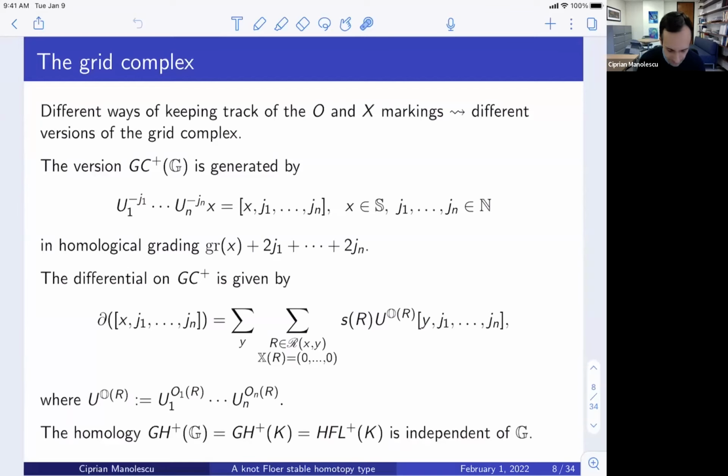And I'm not allowing the domains to go through the X's. In principle, you could do that, but in the variant GC plus, we don't allow them to go over the X's, and we keep track of going over O's with these variables U_i. And you can show that the homology, this is grid homology, is independent of the grid. It's a link invariant.